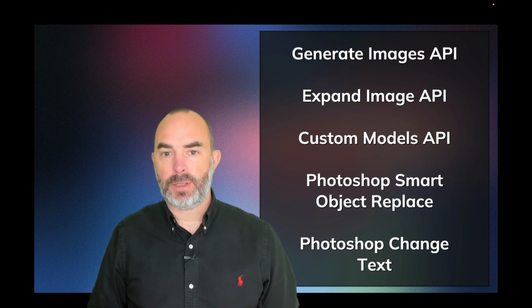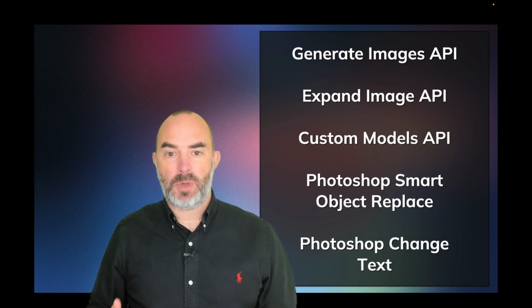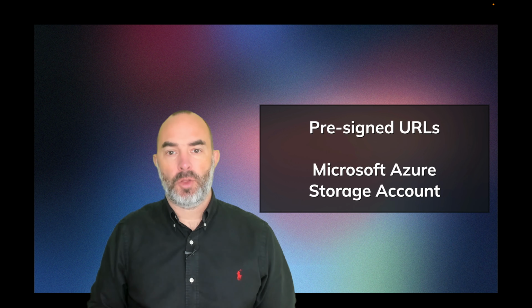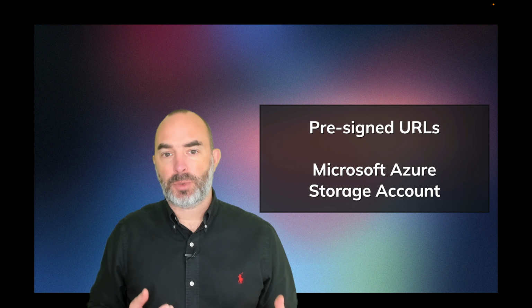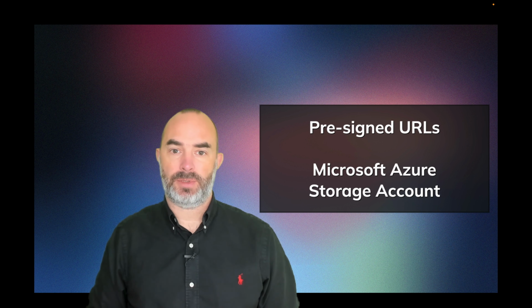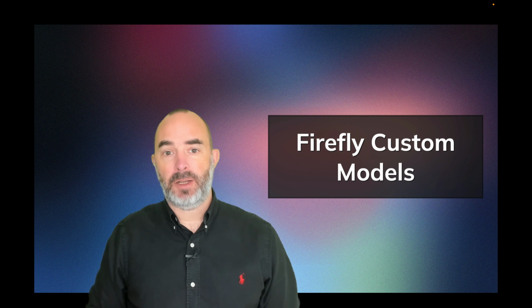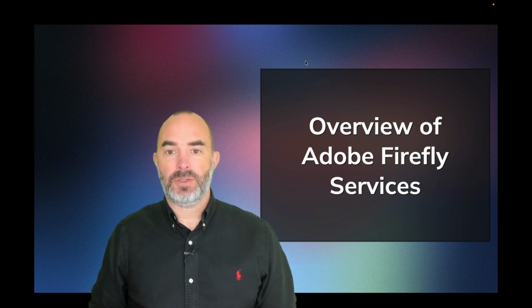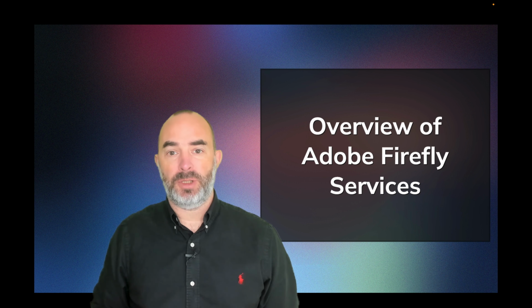In this video, you'll learn about the following APIs: the Firefly Generate Images API, Firefly Expand Image API, the Custom Models API, and also the Photoshop Smart Object Replace APIs and the Photoshop Change Text API endpoints. On top of that, you'll also learn how to configure and use pre-signed URLs in the process to create intermediary files that are hosted in a Microsoft Azure storage account. Finally, I'll walk you through Firefly Custom Models as well. Let's start by going through some basic Firefly interactions using the UI on firefly.adobe.com.